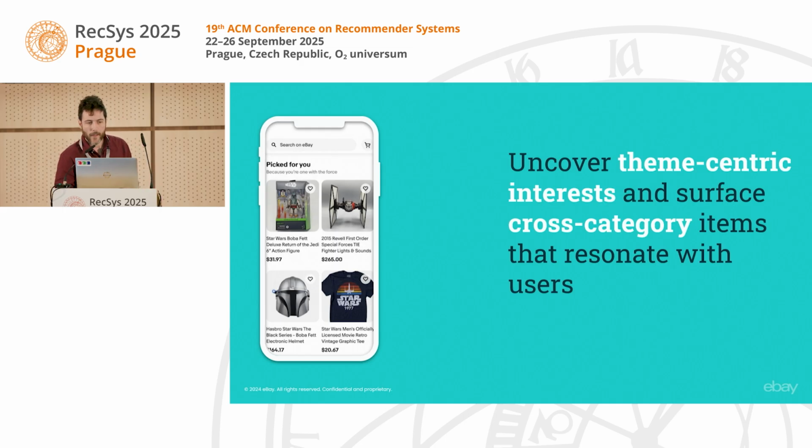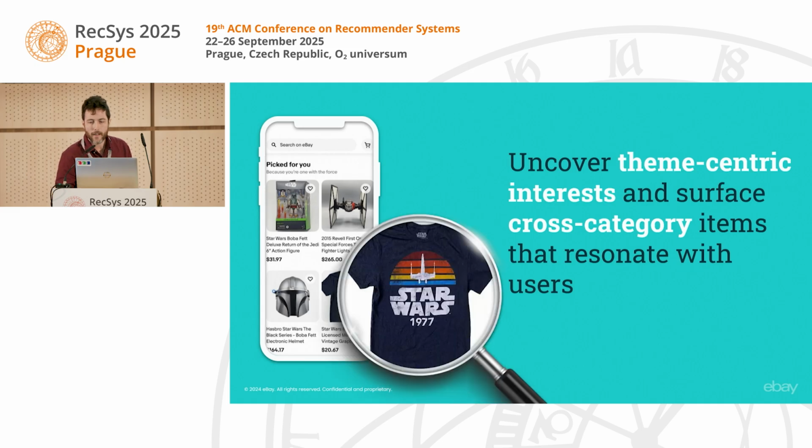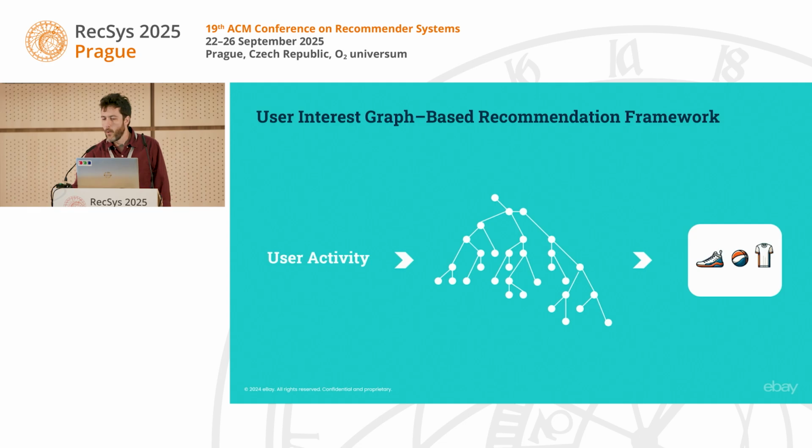So for example, in the recommendation module on the left, we identified that this user is a Star Wars fan, and therefore we collect different types of products all related to Star Wars. So how do we do that? In this talk, I'll present an end-to-end recommendation framework which is built on the user interest graph. This graph is generated by an LLM chain on which I'll talk now.